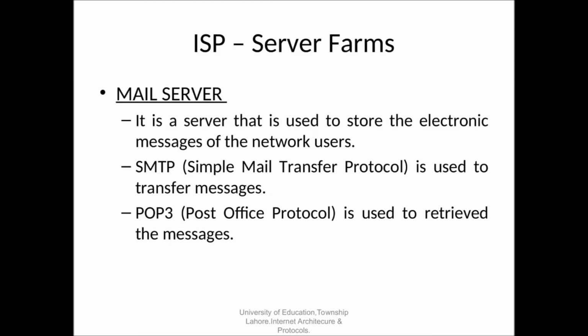The last point is POP3. Post Office Protocol 3 is used to retrieve the messages. 3 is basically the version. POP3 is used to retrieve the messages. Whenever you have to receive an email, POP3 is used. To transfer an email, SMTP is used. To receive an email, POP3 is used. These are two very important protocols for the transmission and receiving of email messages, and email contains different types of data which we send or receive.